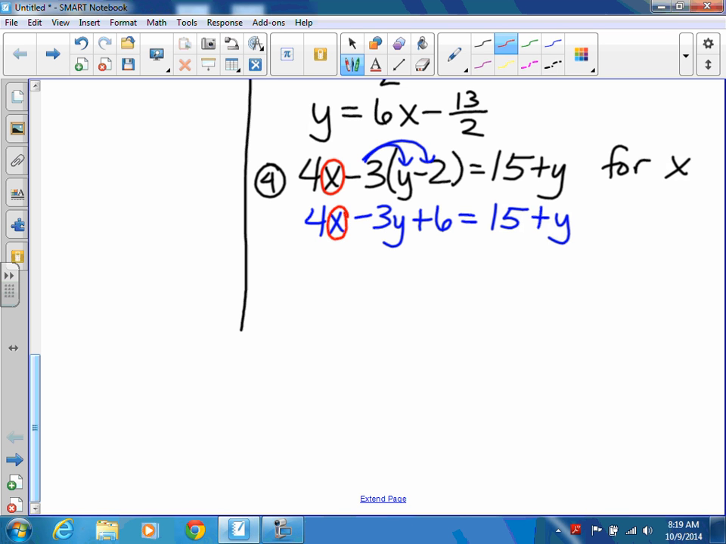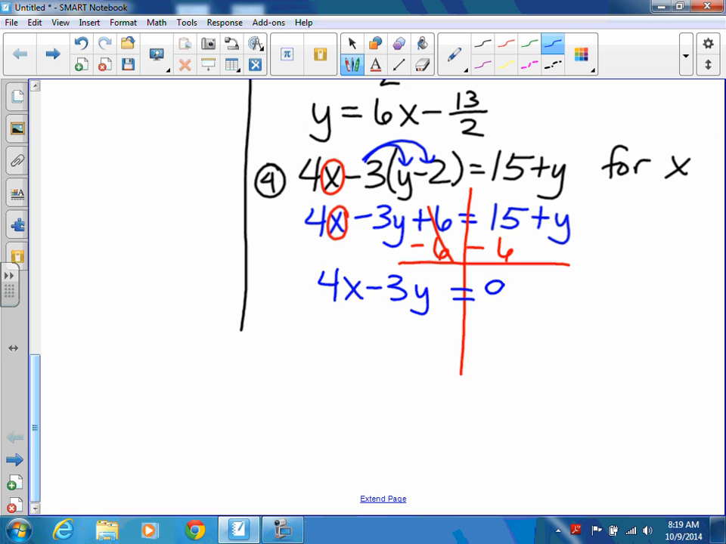So now we need to move one of the things, either the y or the number, it doesn't matter which one, to the other side of the equal sign because our goal is to keep the x on the left. So I'm going to move the 6 first. To get rid of +6, we want a -6. That is a like term to 15, so line it up under 15. Constants line up under constants. So in your next step, you're going to have 4x minus 3y on the left equals 15 minus 6 is 9 plus y on the right.